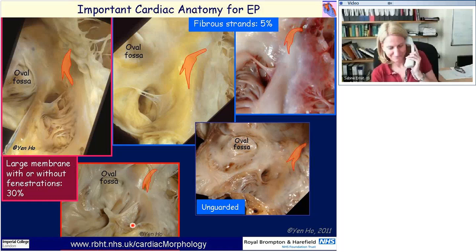The orifice is tucked in behind that flap. So you may then find it quite challenging to enter this particular variation of Thebesian valve anatomy.